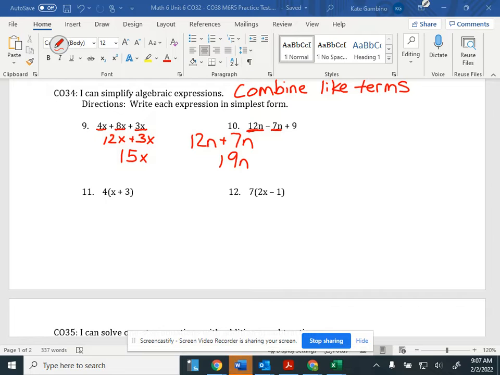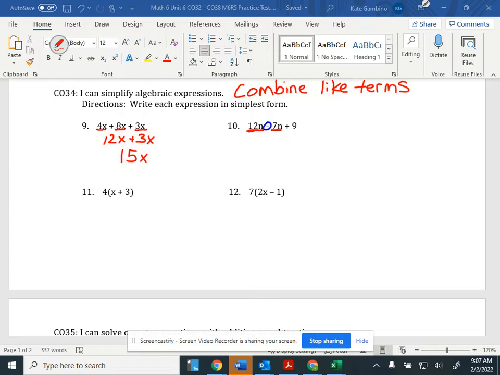Why was that wrong, Mia? Because we're not adding. We have to pay attention to what operation we are doing. There is a subtraction here. So we need to do 12n minus 7n. When I say combine like terms, I don't say always add them. So what is 12n minus 7n?